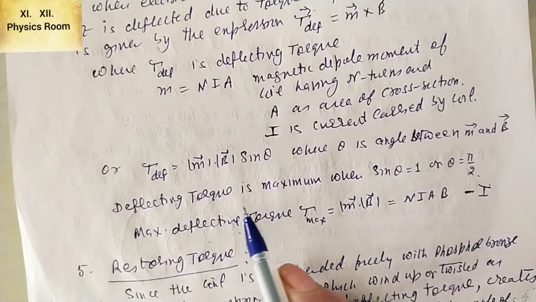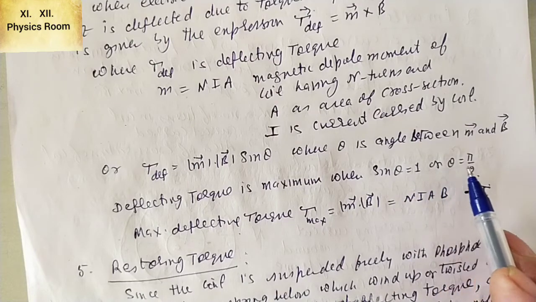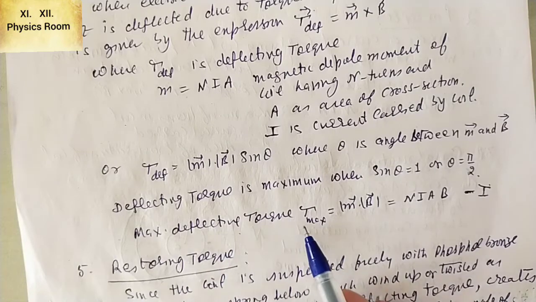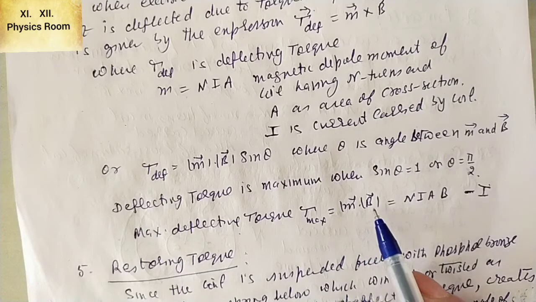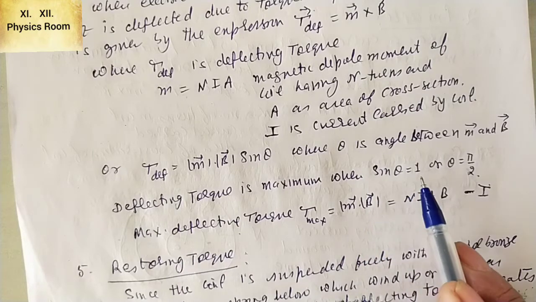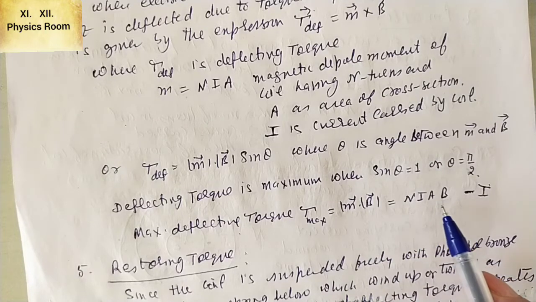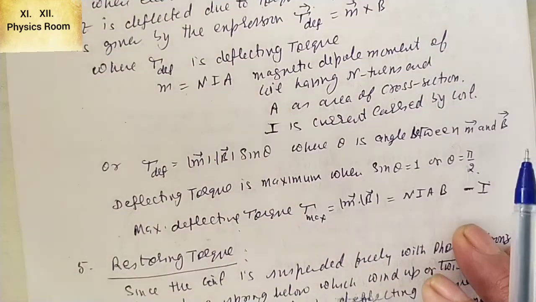So deflecting torque is maximum when sin theta is 1 or theta is pi by 2. So maximum deflecting torque tau max is equal to mod M into mod B, because sin theta is 1, and it is equal to NIAB. Let us mark it as equation 1. Now restoring torque.